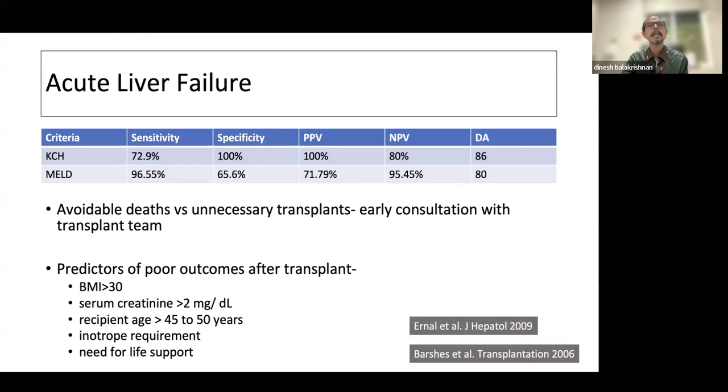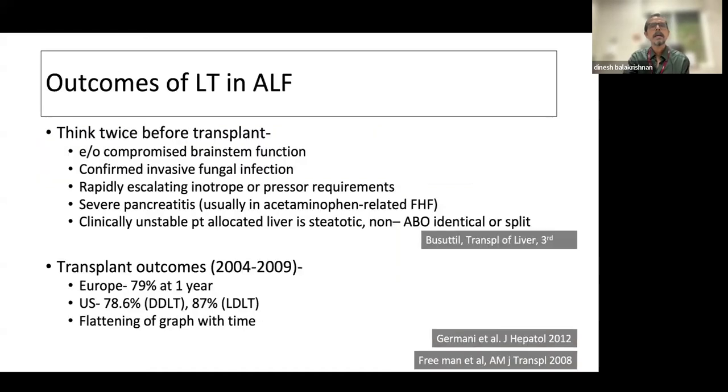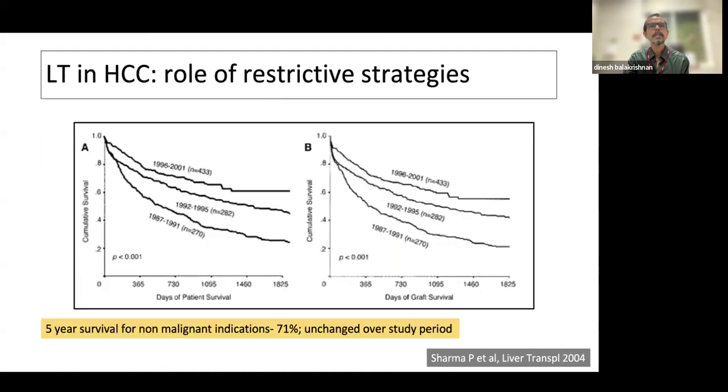So various criteria and their sensitivity and specificity. As I mentioned before, no criteria is ideal. I think I'll skip this slide. We have already discussed this. This is regarding liver transplant in hepatocellular carcinoma.